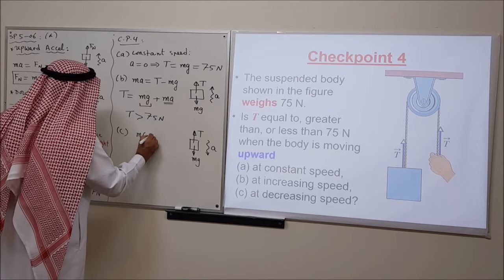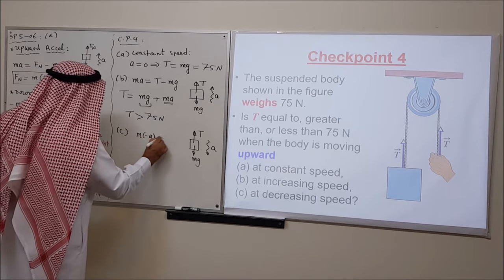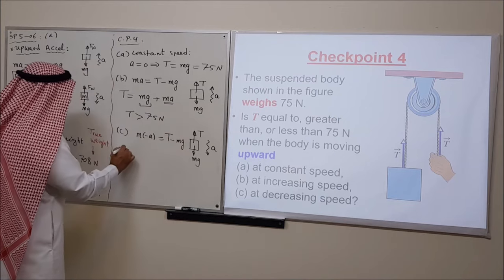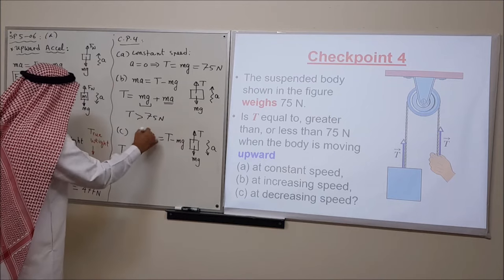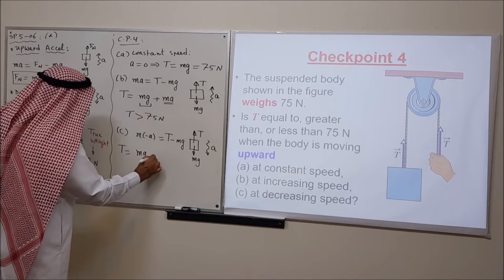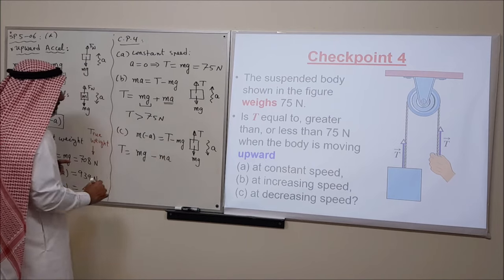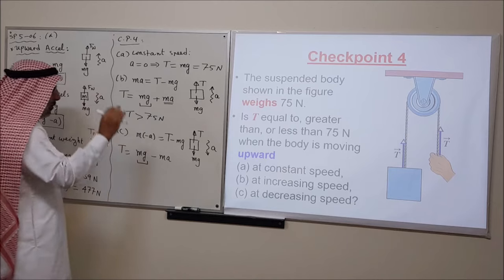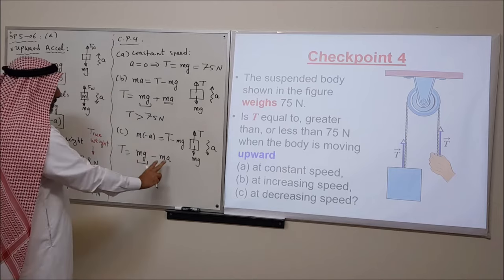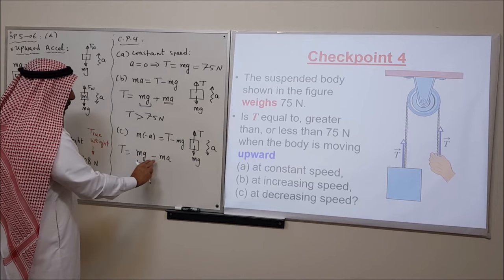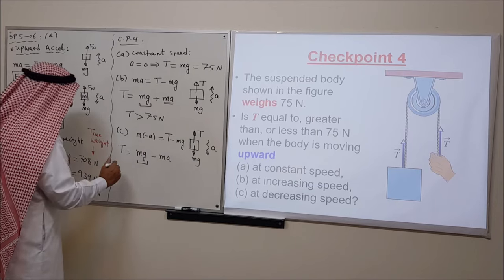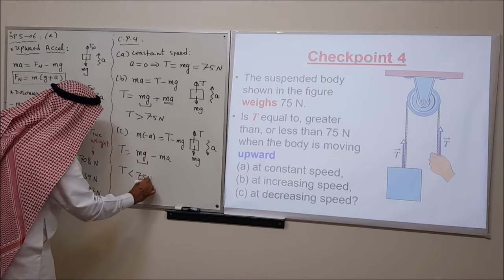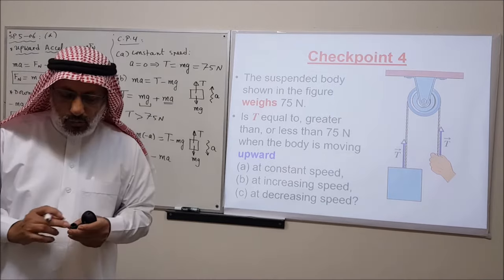m into minus a, negative, is equal to T minus mg. So take that to that side, T is equal to mg minus ma. This is the true weight, the 75. But now because of the downward acceleration, we have something less. So T is less than 75 newtons by that much.